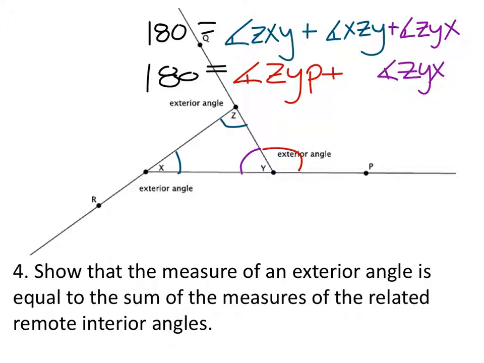So the only difference between these two is these two that are the same, and both of these equal 180. So that means if we were to take these off, which we can do, then it doesn't equal 180 anymore, but those two remote interior angles with angle ZYP are the same. All that really happened is we combined these two to give this one angle.